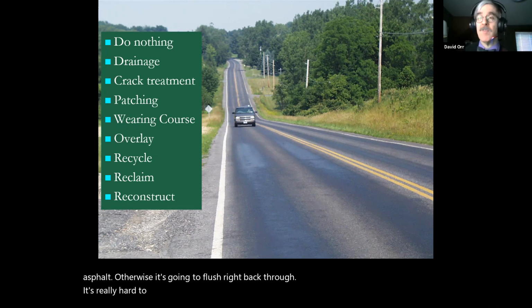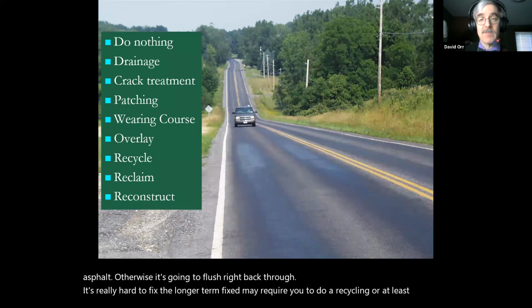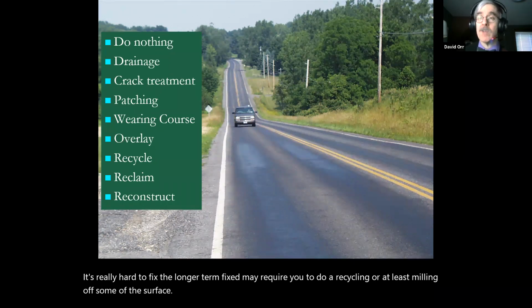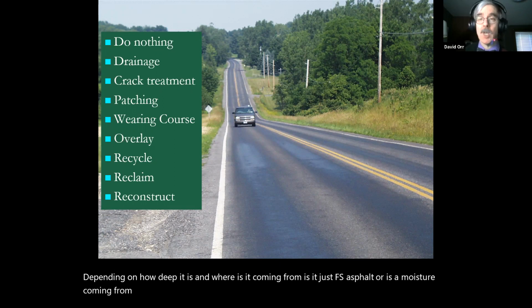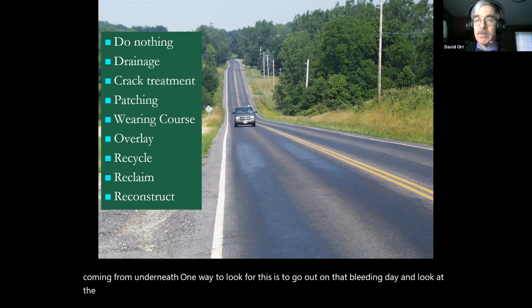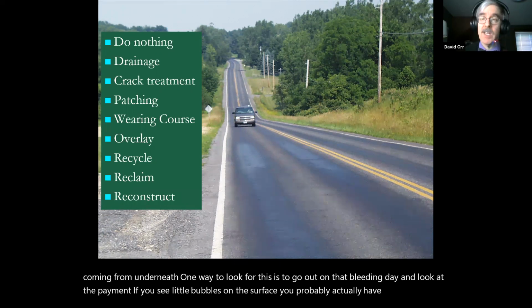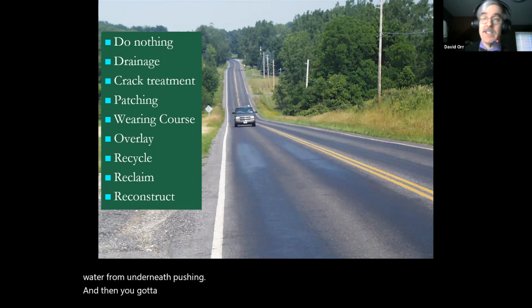The longer-term fix may require you to do a recycling or at least milling off some of the surface, depending on how deep it is and where it's coming from. Is it just excess asphalt, or is there moisture coming from underneath? One way to look for this is to go out on that bleeding day and look at the pavement. If you see little bubbles on the surface, you probably have water from underneath pushing. And then you've got to think about dealing with some drainage as well.